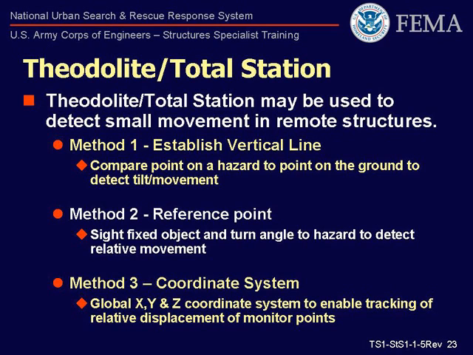Method 1. Establish a vertical line that will compare a point on a dangerous building to a point on the ground to detect additional tilt movement. Method 2. Use a control point on an adjacent building and turn an angle to several locations of potential movement on a questionable structure. Method 3. Establish a global X, Y, and Z coordinate system of the site and track relative displacement of discrete monitoring points.